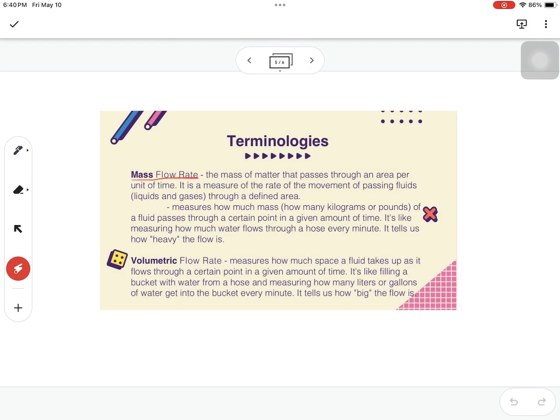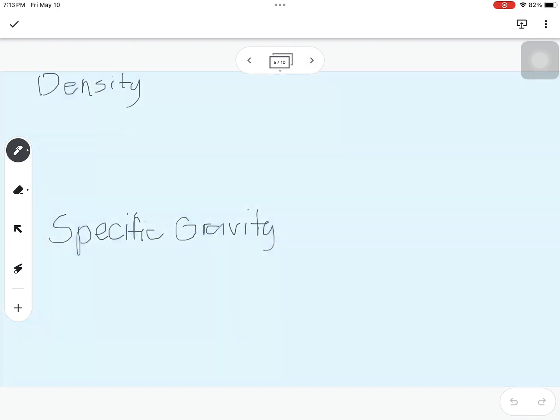Mass flow rate. A measure of the mass of fluid passing through a specific point in a system per unit time. Volumetric flow rate. It is a fundamental concept in fluid dynamics that quantifies the volume of fluid passing through a given cross-sectional area per unit time. It measures how much fluid is flowing in a system.